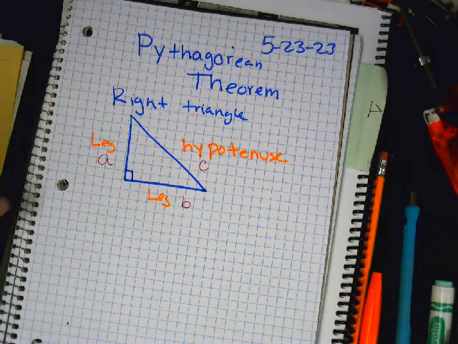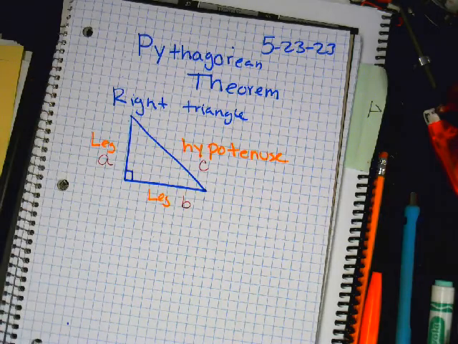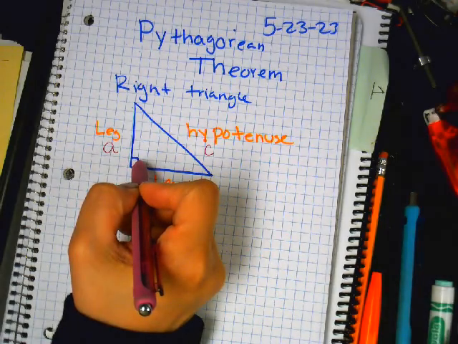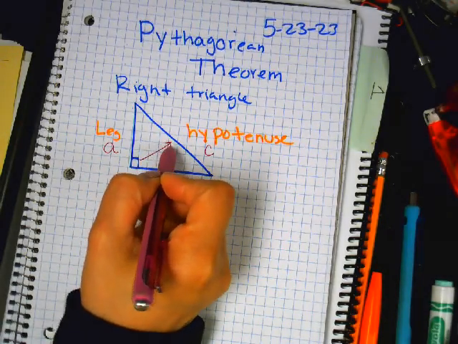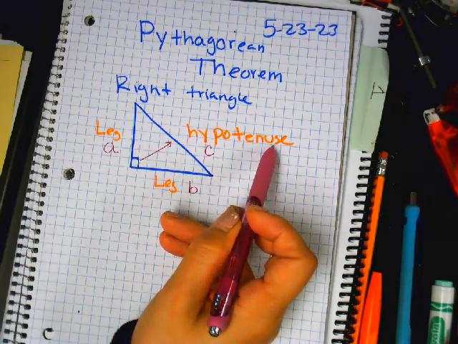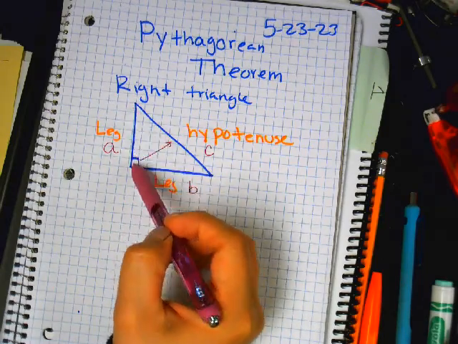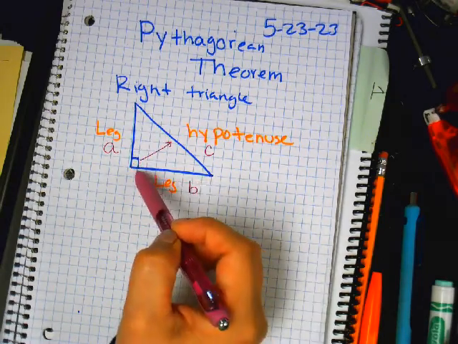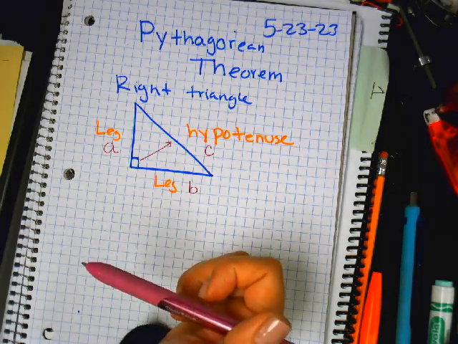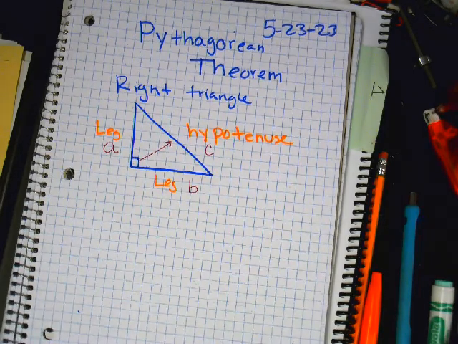So you have a leg A and a leg B, and always your hypotenuse is C. What makes this the hypotenuse? It's the opposite of your 90 degrees. So whatever side is opposite your 90 degrees, that will always be called your hypotenuse. Your legs make up the 90 degrees. So this line is a leg, and this line's a leg, which make up your 90 degrees. Those two are the legs. Okay.